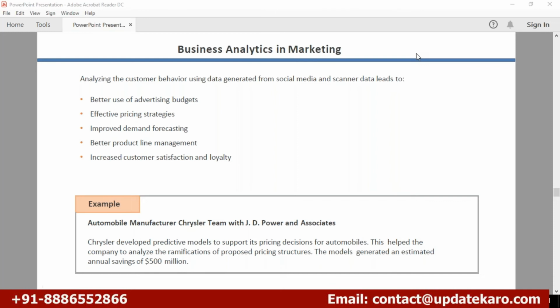So effective pricing strategies. And then improved demand forecasting. How demand is changing. Better product line management. Increased customer satisfaction. All these things we see in business analytics and marketing. So business analytics plays a vital role in these domains. There is no domain where business analytics is not playing a vital role. In each and every business, wherever there is a business, you need analytics for sure, in each and every domain. That is a requirement.